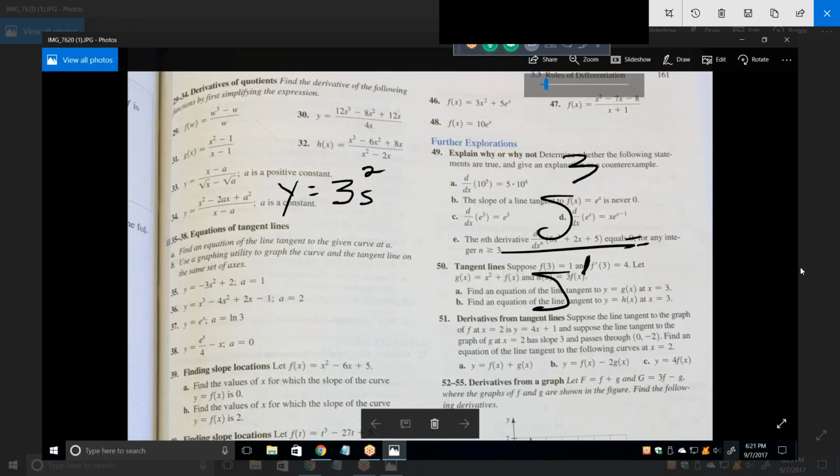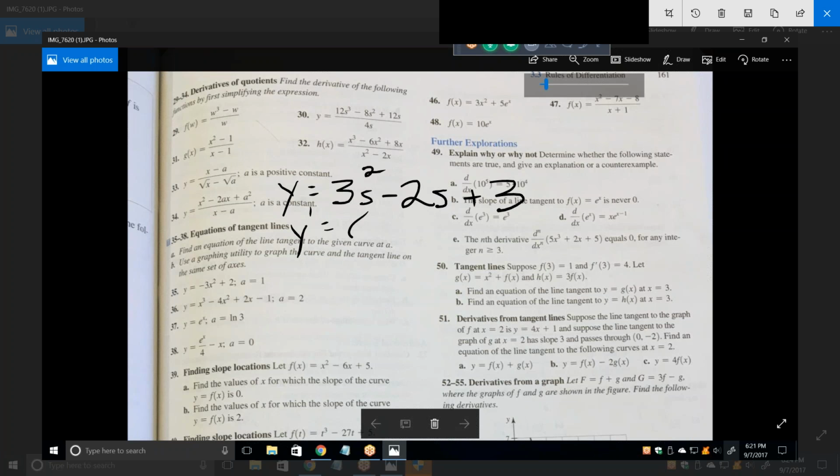Okay? What's the middle one? 2s. Minus 2s. Good. And then just 3 for the last one. Plus 3. Okay, now take the derivative. So it would be 6s minus 2. Okay.